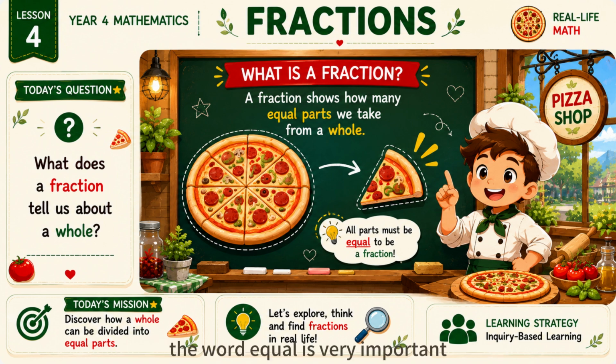The word equal is very important. Fractions must come from equal parts of one whole. When we take one slice from equal parts, we can describe that slice using a fraction. Why must the parts be equal?